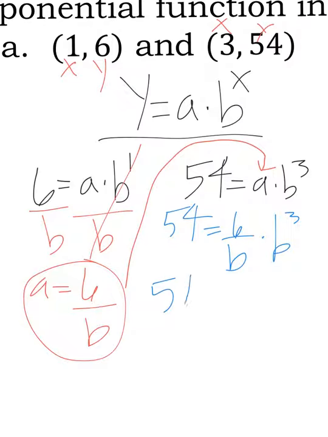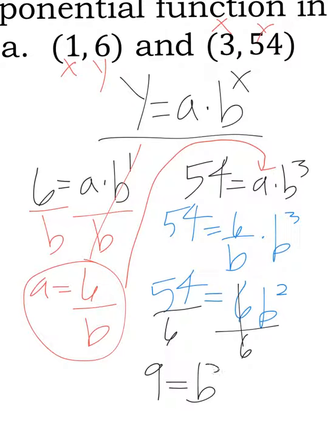So this just makes 54 equals 6b squared. Okay, and then I can divide by 6 to both sides. 54 over 6 is 9. If 9 equals b squared, then you must square root both sides. And the square root of 9 is 3. So I know b equals 3.